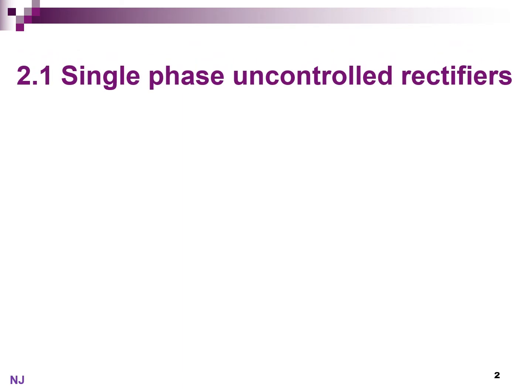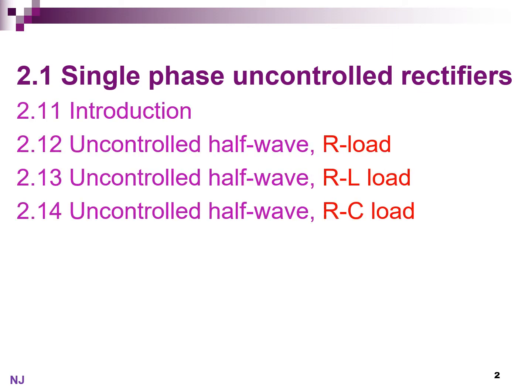In this chapter we will cover single phase uncontrolled and controlled rectifiers, but we will start with the uncontrolled rectifiers first. As the output voltage of the rectifier is strongly influenced by the type of load, we will discuss the basic operation of the rectifier with resistive load, inductive load, and also capacitive load.